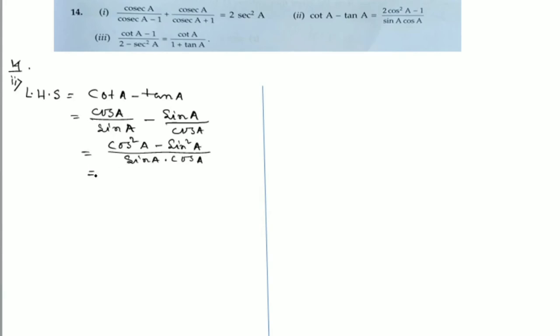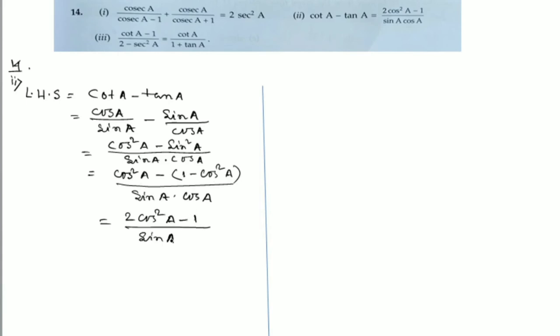Now here you can see, in the right hand side the numerator is 2 cos square A, so we convert sin square A into cos square A. Okay, so cos square A minus sin square A means cos square A minus, sin square A means 1 minus cos square A, divided by sin A into cos A. Here you can see it will be minus minus plus, so it will be 2 cos square A minus 1 divided by sin A into cos A. It is right hand side and it is proved. Okay.